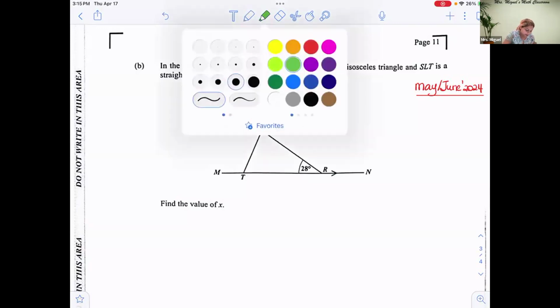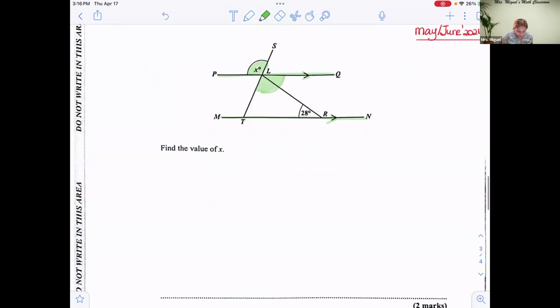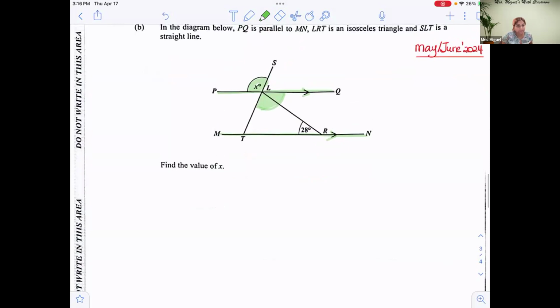Now, these are parallel lines. How do I know it is parallel lines? Because I have the arrows here. So we want to find x. So x is vertically opposite to this angle here. So it means if I find this angle here, I will be able to find x. So this should be 2 marks.